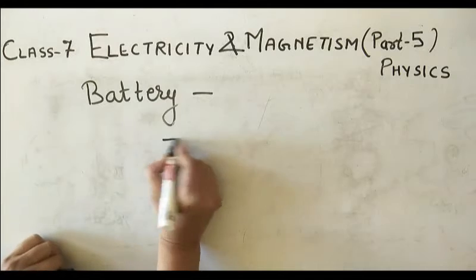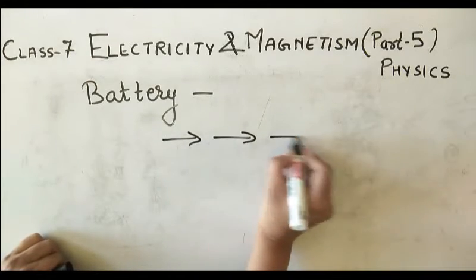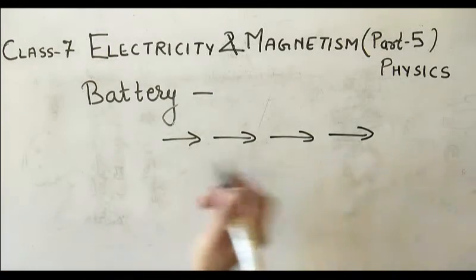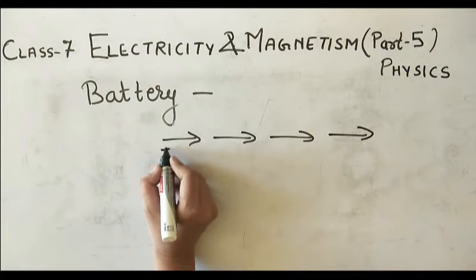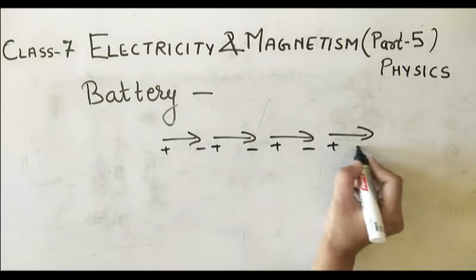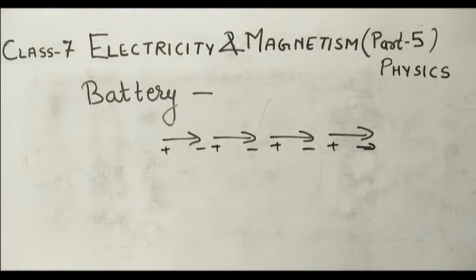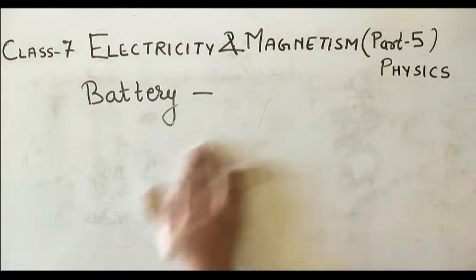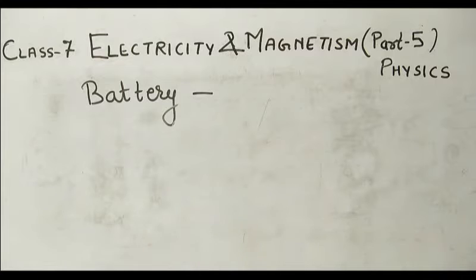Suppose this is one cell, this is another cell, so we are going to combine the different cells with the positive terminal to the negative. That means one positive terminal is attached to the negative terminal. So in this way the cells work. And if we are making a battery, they mostly appear to be in series connection. आप इसको ध्यान से देखेंगे, it is just like a series connection.